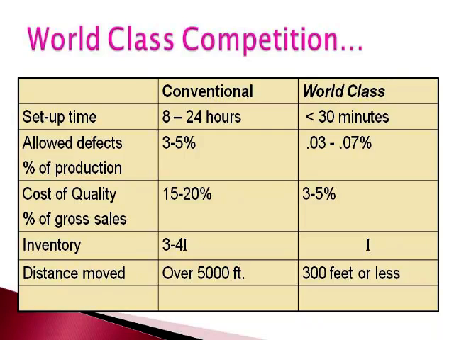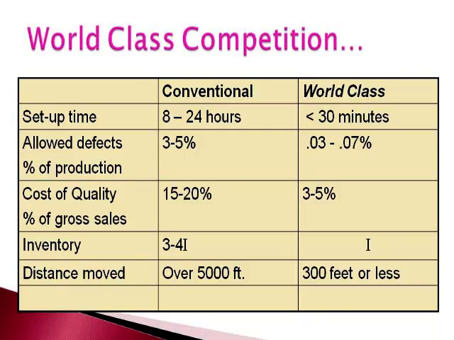Cost of quality as a percentage of gross sales was 15 to 20%. To achieve the quality, we need to put in some more amount. Previously it was up to 20% extra, and you could afford to have it. But today, only while doing the manufacturing itself, you need to achieve the quality. Only 3 to 5% is allowed for that.